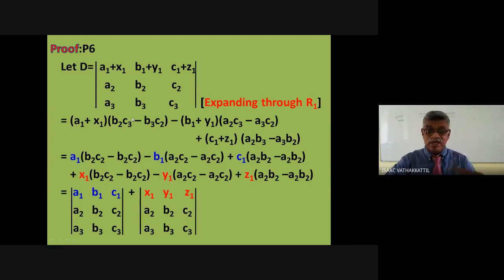It is not a unique expression, as I told. You can split one row in any number of ways, or any one column, any number of ways you can split, and the whole determinant will be split into two by keeping the remaining elements as they are.